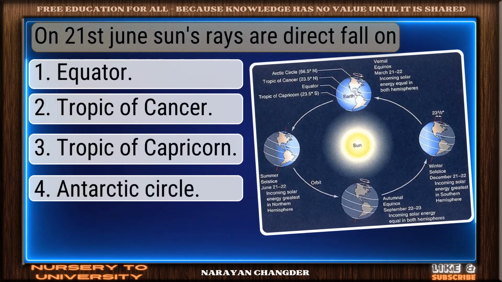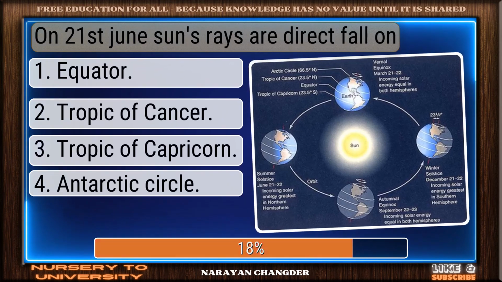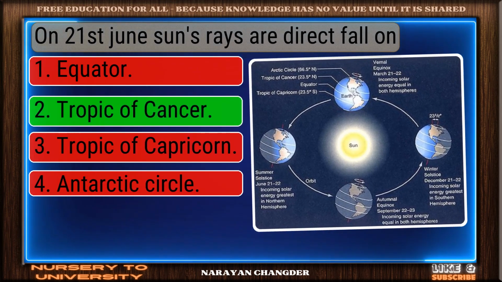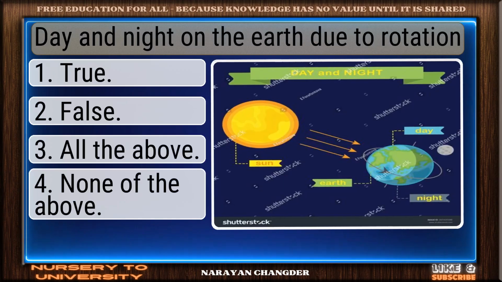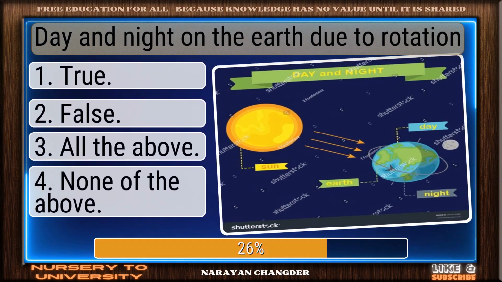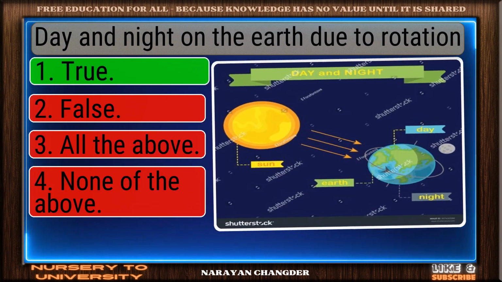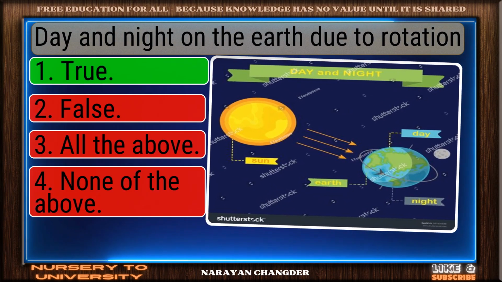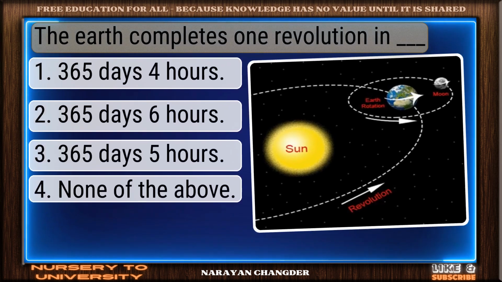On the 21st June, the sun's rays fall directly on... You chose Tropic of Cancer, and it is correct. Day and night on the Earth occur due to rotation. Good thinking. True is the right answer. The Earth completes one revolution in dash.